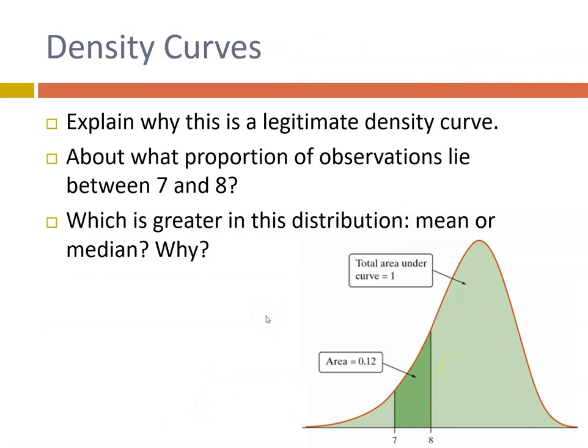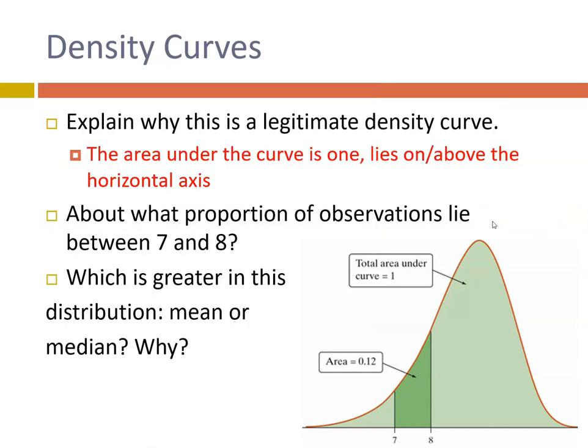Let's look at an example. We want to know, why is this a legitimate density curve? About what proportion of the observations lie between 7 and 8? And then which would you say is greater in this distribution, mean or median, and why? Take a minute, pause this video, literally press pause, and try and answer these questions on your own. And when you unpause, you'll see the answers.